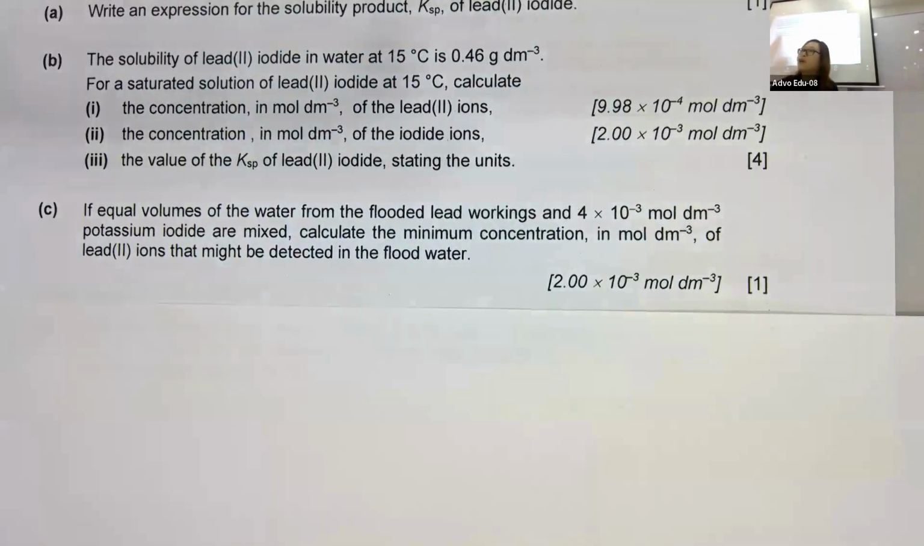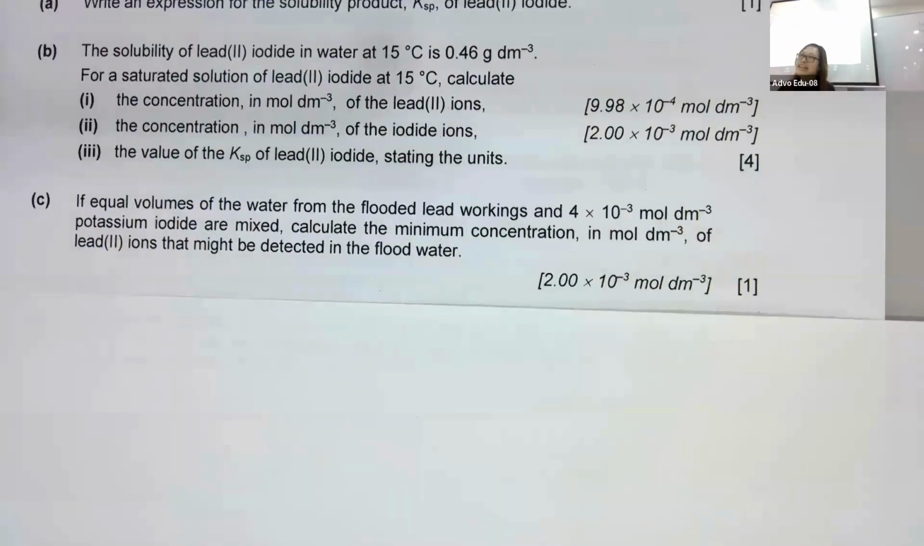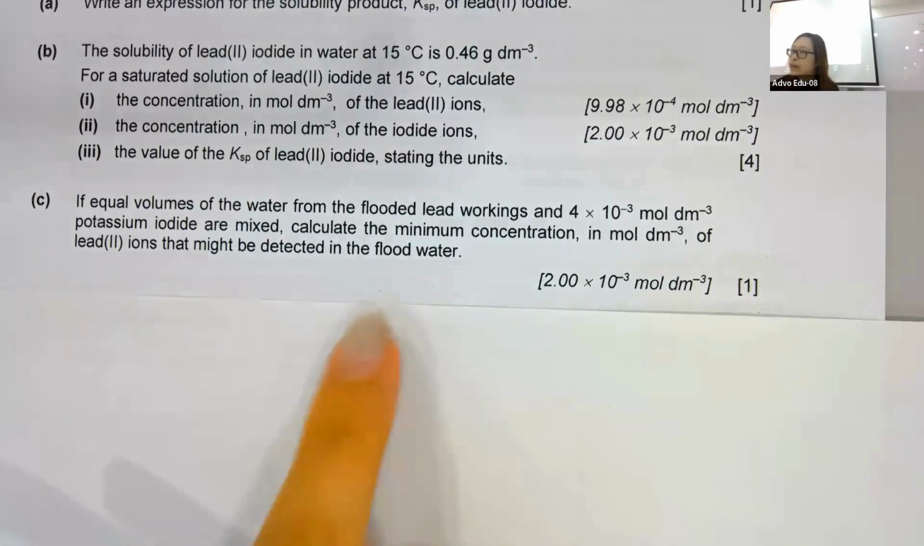How many underline equal volumes? Okay, now they give us volume already, so we have to calculate our resultant concentration from the flooded lead workings and whatever potassium iodide are mixed, right? Can Lashita tell me what are the two ions we need to calculate the resultant concentration? The common ion Pb. This is a predicting precipitation one, all right?